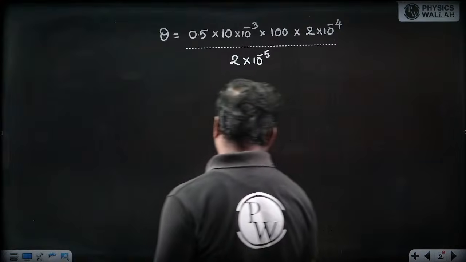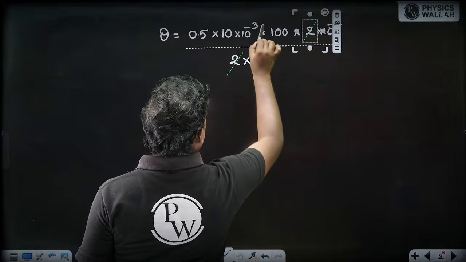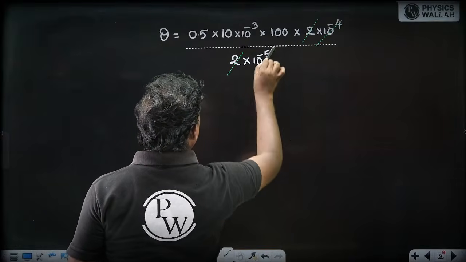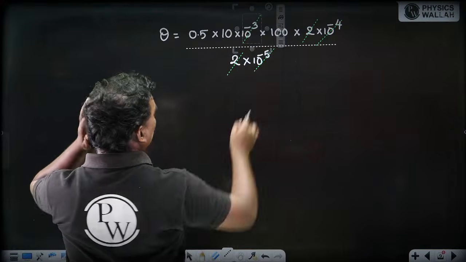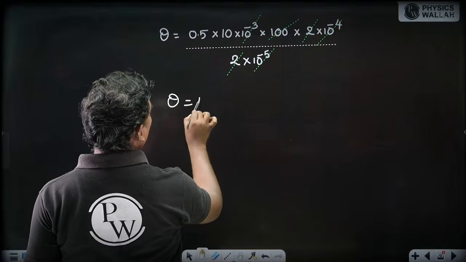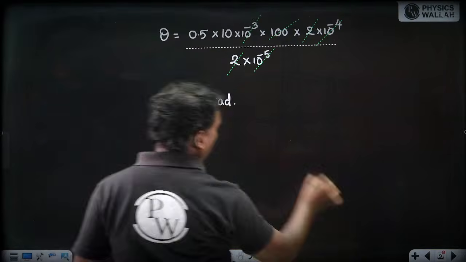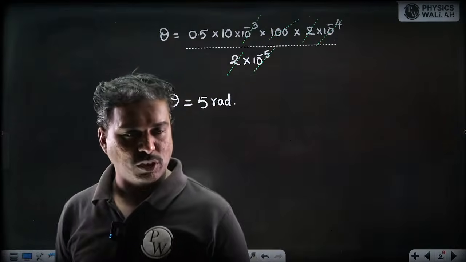So what can be the answer now? This 2 gets cancelled. 10 power minus 4 minus 5, 10 power minus 1 gets cancelled, 10 power minus 2, 10 gets cancelled. So the answer is coming as 5 radians. Is it right? Theta is coming as how much?